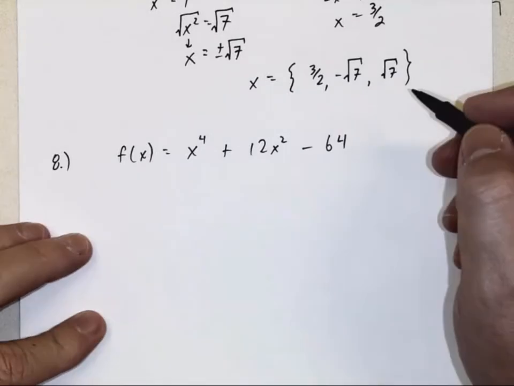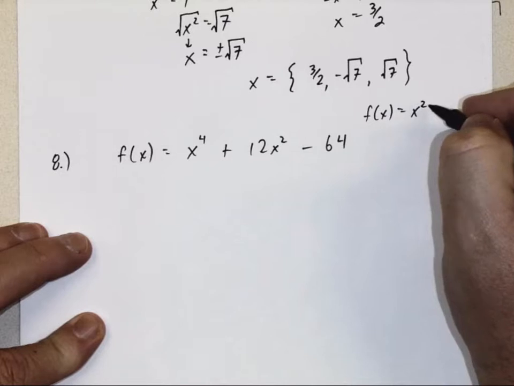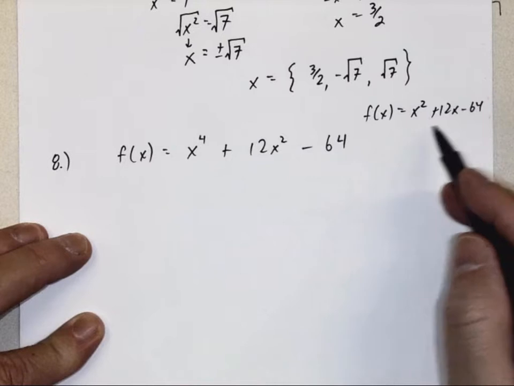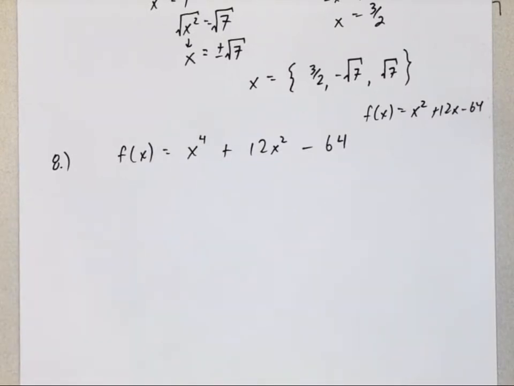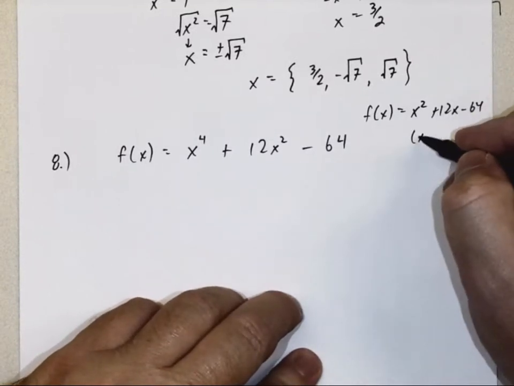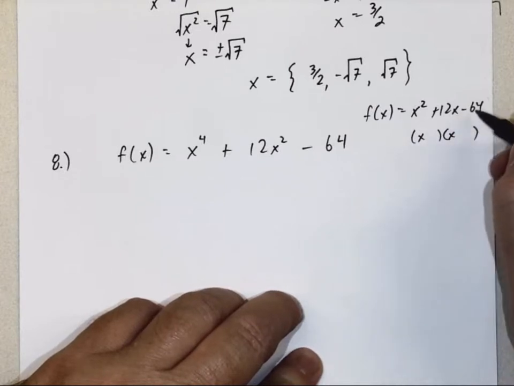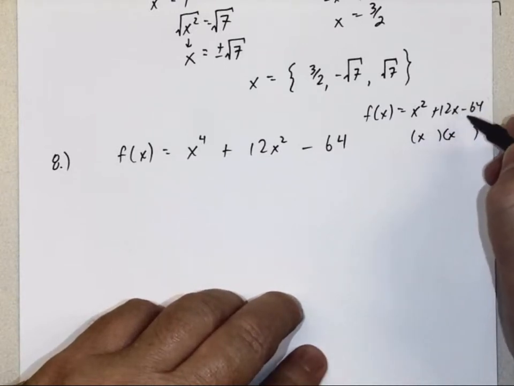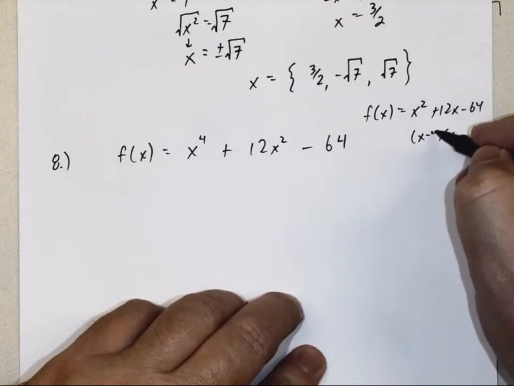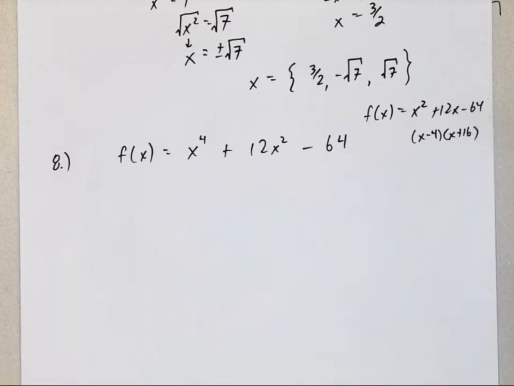One way is, if they had given me this kind of problem, x squared plus 12x minus 64, that's a normal quadratic. I would just go right away and try to factor it. When I factored it, I'd have x and x, and I think it ends up being minus 4 and positive 16.